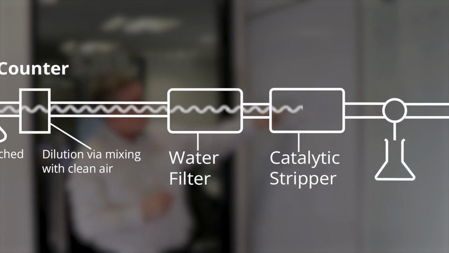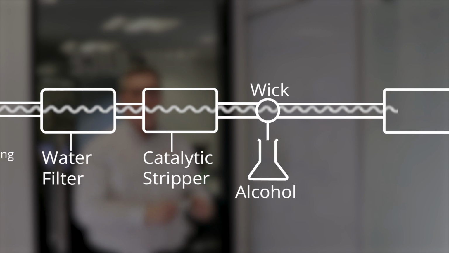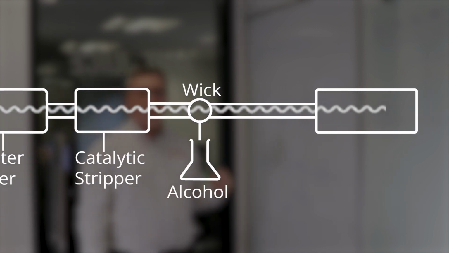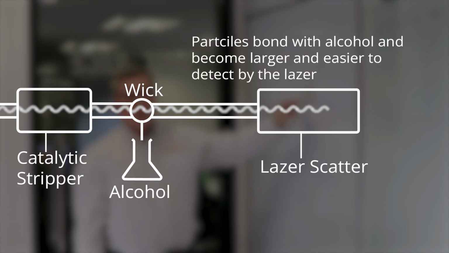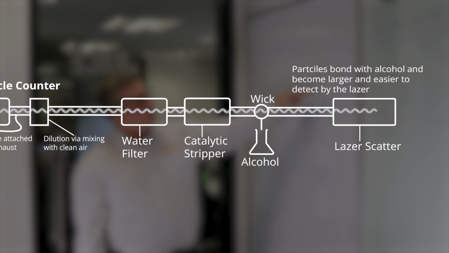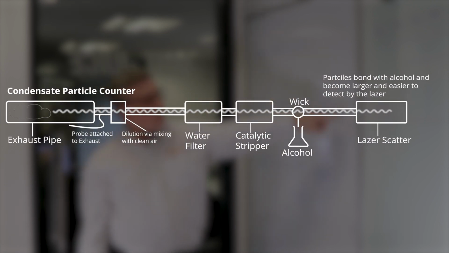We then send our cleaner sample towards a wick where we have a container of alcohol. We use alcohol to grow the particle to a size that we can see it optically with a laser, pass it through into a laser scatter device, physically count each particle using that device, and then send our result off to an electric board and a PC, and then our sample leaves.